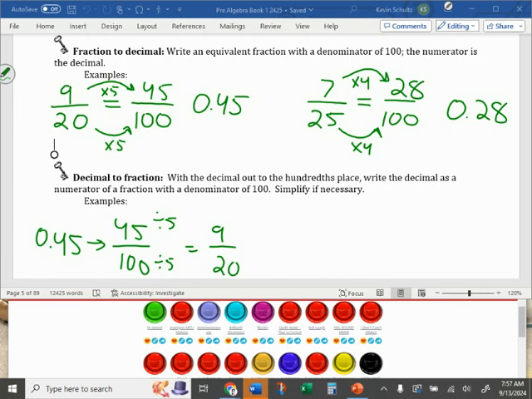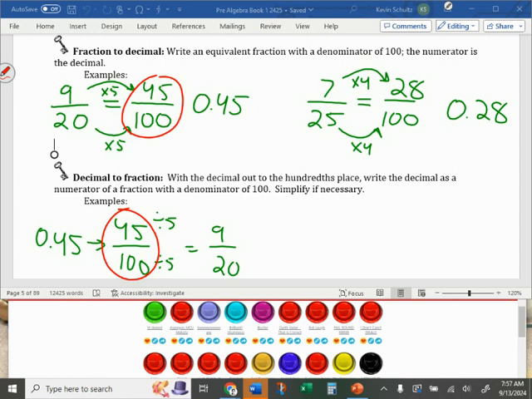All right, so the key to this is getting that fraction of something over 100 by either starting with a fraction and using equivalent fractions, or starting with the decimal and thinking, what does this say? 45 hundredths. What does that mean? 45 hundredths. And then going from there. Somebody give me another decimal.